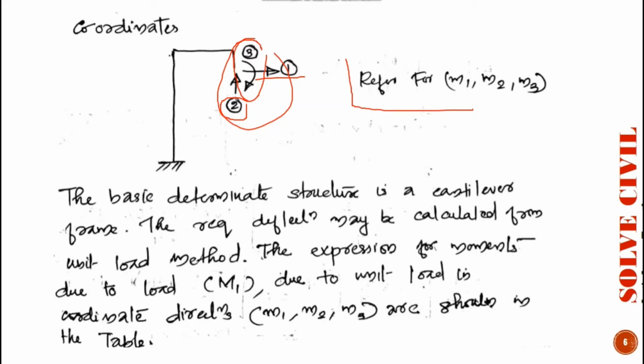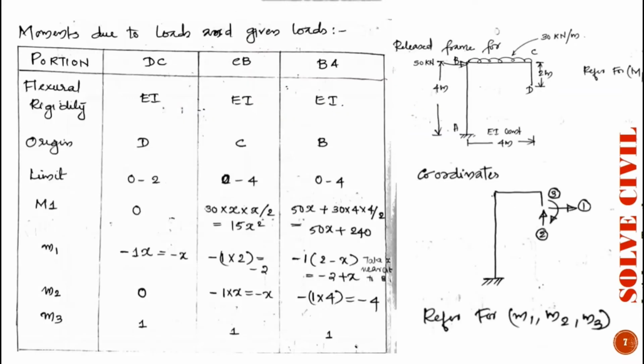The expressions for moments due to load, that is capital M, and due to unit loads in coordinate directions, small m1, m2 and m3, are shown in the table. This is the table of moments due to given loads and unit loads. For solving these kinds of problems, it is better to draw a table like this, so it will be easy for you to find the solution.